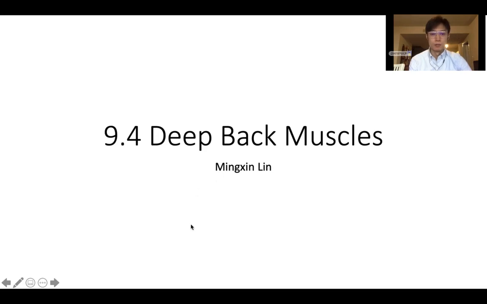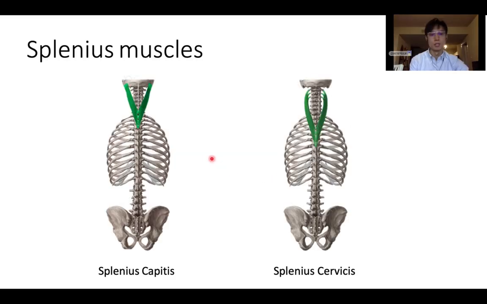In this demo, I'm going to be mainly covering the deep or intrinsic muscles of the back. They will mainly focus on three muscle groups, and they are the splenius muscle, the erector spinae muscle, and the transversospinalis muscles. The splenius muscle is V-shaped.